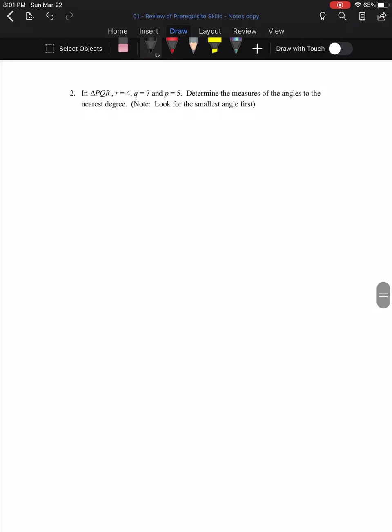Triangle PQR. R equals 4, Q equals 7, P equals 5. Okay, so I'll just draw a triangle here, which I don't know if it's a right angle triangle. I can't assume it's a right angle triangle. So I get side R over here equals 4, Q equals 7, and P equals 5. Determine the measures of the angles to the nearest degree.